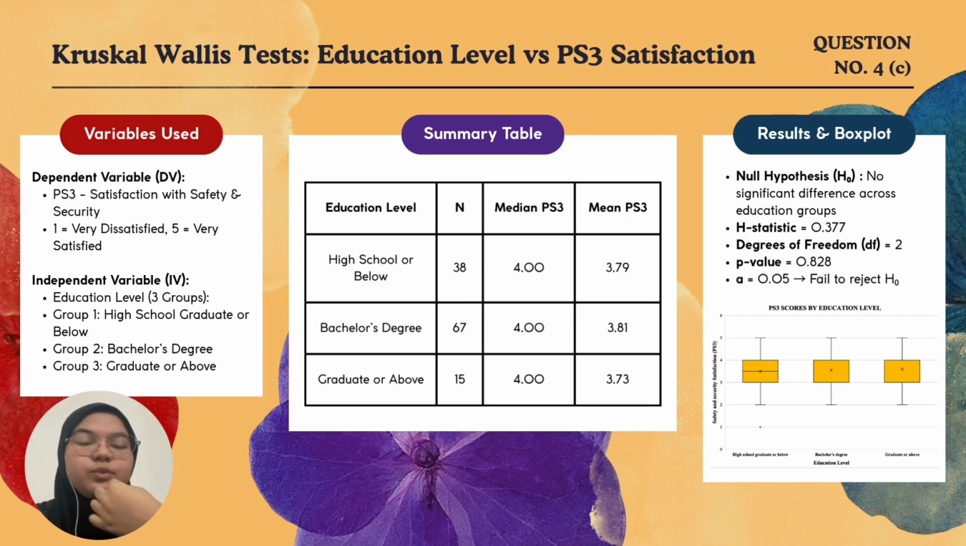Since the p-value is greater than 0.05, we fail to reject the null hypothesis. The box plot here supports the results, showing very similar distributions across the groups. In conclusion, education level does not significantly affect passenger satisfaction with safety and security on the LRT.